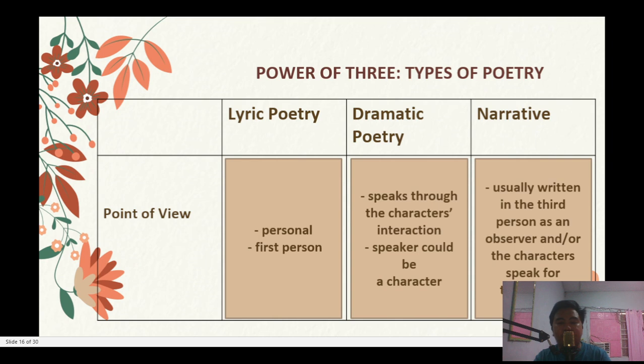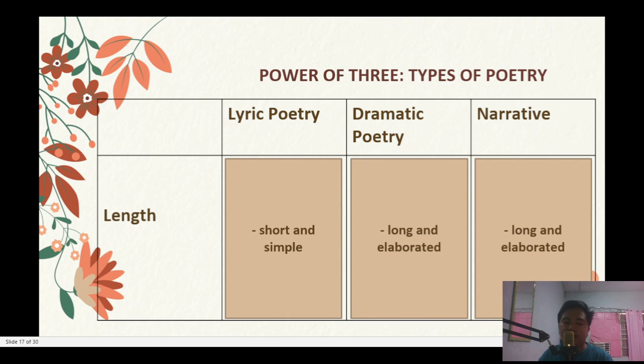Number 3 naman, we talk about narrative poetry, usually narrated in the third person as an observer, and our characters speak for themselves. So, madalas dahil kwento siya, meron pong third person na observer. Usually may third person na parang nag-observe siya at siya yung nagkukwento or nag-narrate ng mismong kwento na yun. Or, kaya, mismong characters ang nagsasalita para sa mga sarili nila. That is, characters speak for themselves. Okay? Moving forward. In terms of length naman, lyric poetry are just short and simple. Dramatic poetry are long and elaborated. And narrative poetry, of course, it's long and elaborated as well.